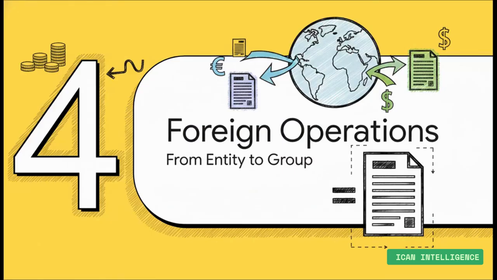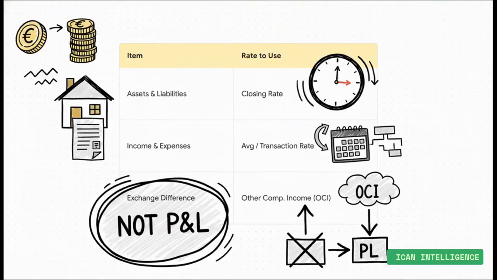Okay, we've mastered individual transactions. Now we're going to scale things up and learn how to translate the entire financial statements of a foreign subsidiary. Now, what's really interesting here is how the treatment changes. We translate the whole statement of financial position at the closing rate. But, and this is a big but, the resulting difference does not go to the P&L.